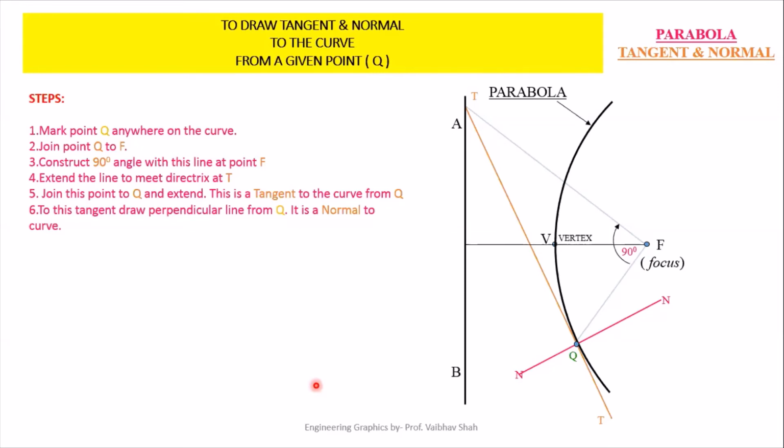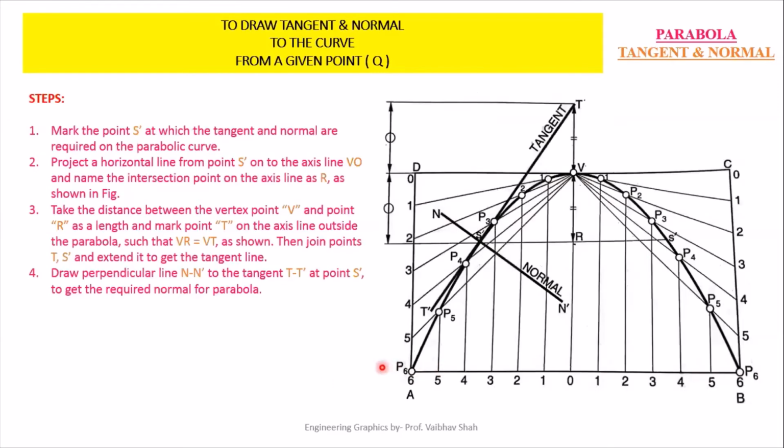Let's see one more method. Now let us suppose we have drawn our parabola by the rectangle method. First of all, complete your parabola by the rectangle method. After that, you have to take any random point on your parabola. Let's say we have chosen this point S dash. At this point, we have to draw our tangent and normal. After selecting this point, draw one horizontal line touching the axis of this parabola somewhere here, and you will have this as point R.